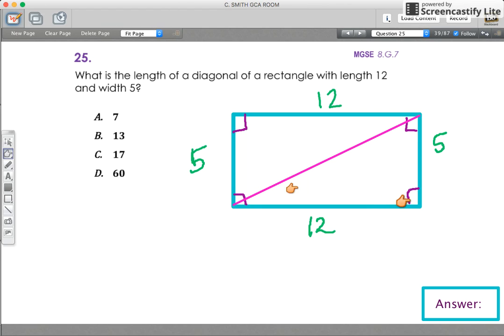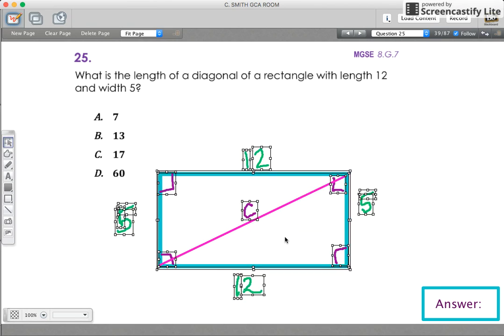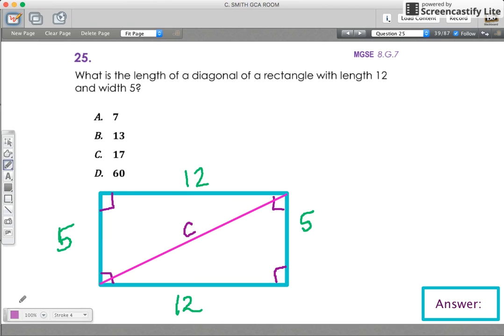We know that they form a right triangle, so we can call this C, and we can now solve for it. Let's use our Pythagorean theorem to solve for C. We've got a squared plus b squared equals c squared. We can call either one of these a or b. I'm going to call this a and this b. You could have done them the opposite. It's up to you. We've got 12 squared plus 5 squared equals c squared.